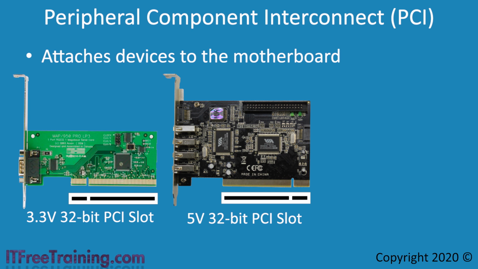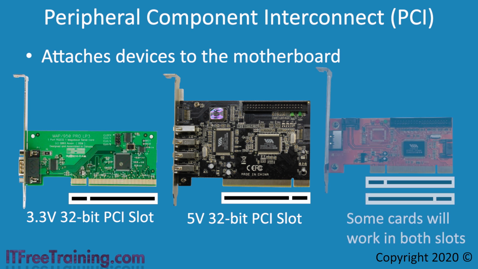The slots themselves will only support the one type of card. However, a manufacturer can design their card so that it will work in both slots. You can see in this example that the PCI card has 2 notches in the card. Thus, this expansion card will work in both slot types. PCI was a big improvement over previous slots and became the dominant slot on motherboards.